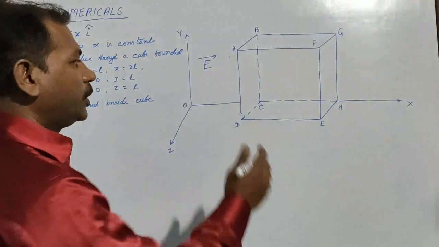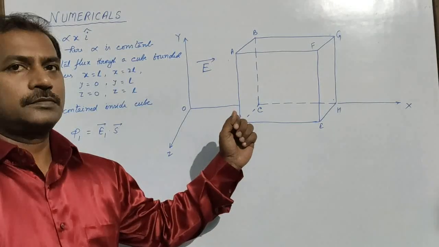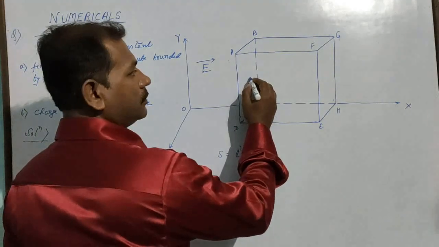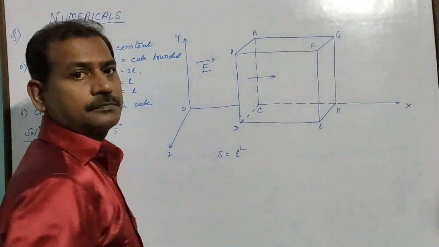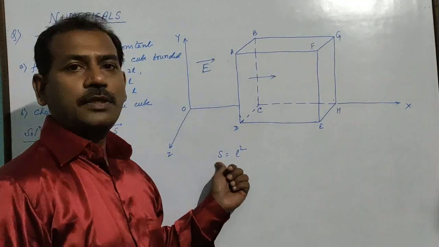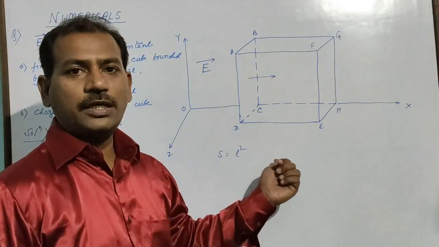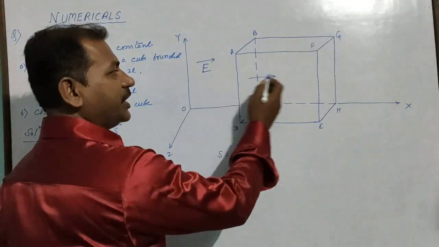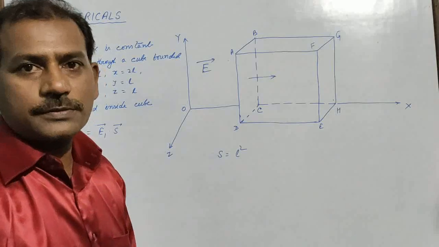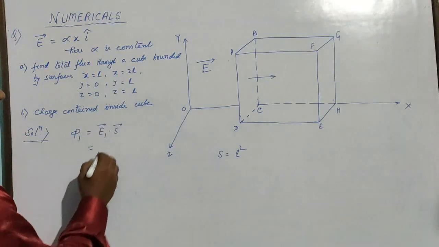So first, what will be the field intensity when it interacts with the face ABCD? On ABCD, if we take the area vector, that area vector will proceed along this direction. Let the area be S, the dimension is L, so the area is L square. The field intensity is proceeding in this direction. That means the flux entering at this face is phi 1, which is equal to E1 dot S, the area vector.